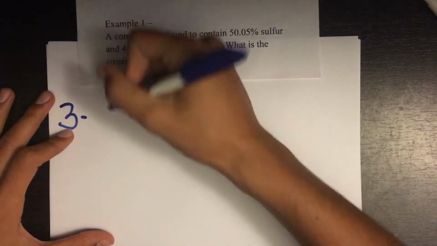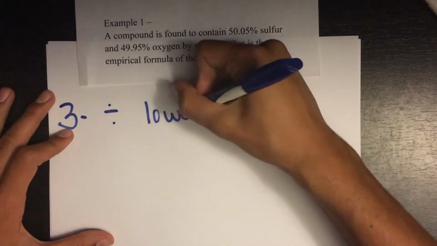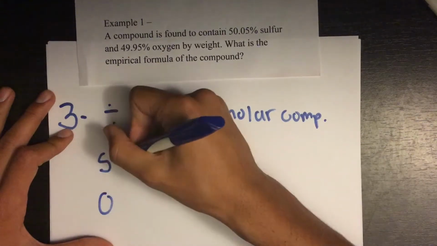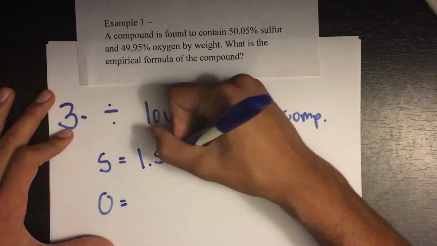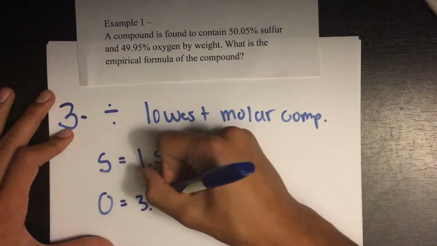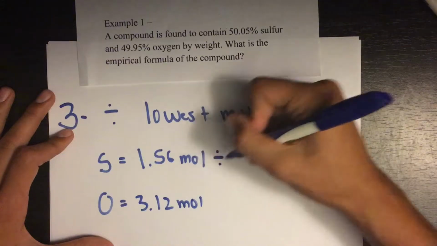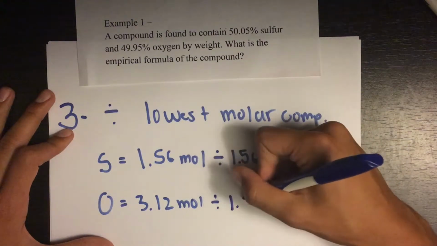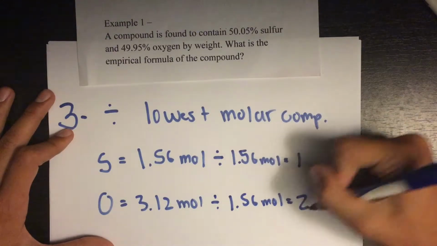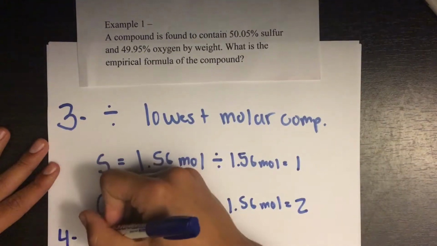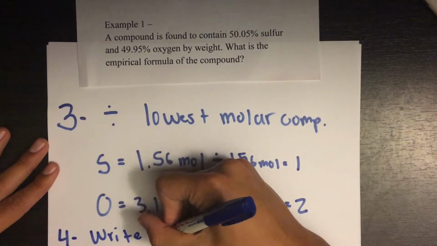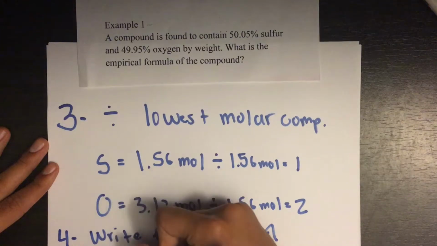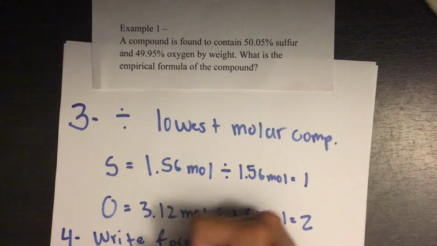Now for step 3, you would divide by the lowest molar composition. So here we have sulfur and oxygen. Sulfur has a molar composition of about 1.56 moles, and oxygen we found was 3.12 moles. So simply we divide 1.56 moles by 1.56 moles and get 1, and then we divide oxygen's 3.12 moles by sulfur's 1.56 moles to find that oxygen is equivalent to 2. And then step 4 is simply writing out the empirical formula. As evidence here, we have 1 sulfur and 2 oxygens. So here is our empirical formula for this problem: SO2.